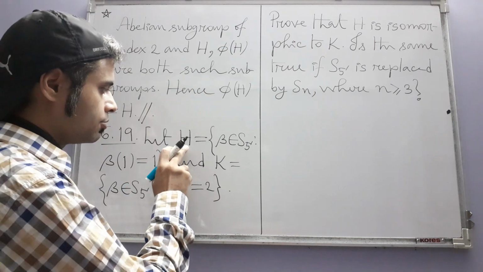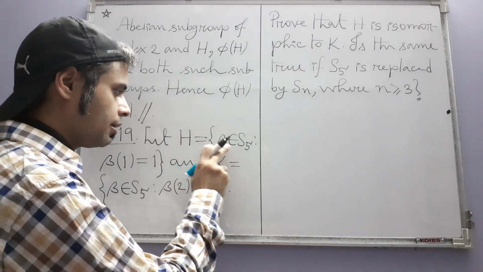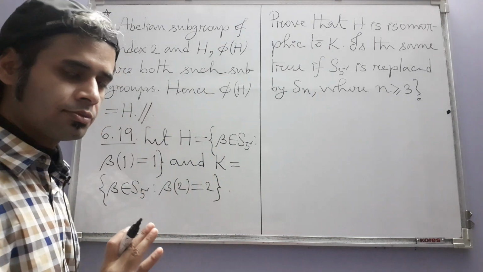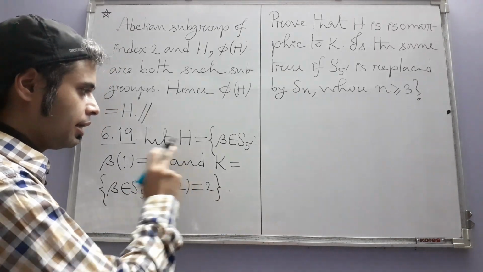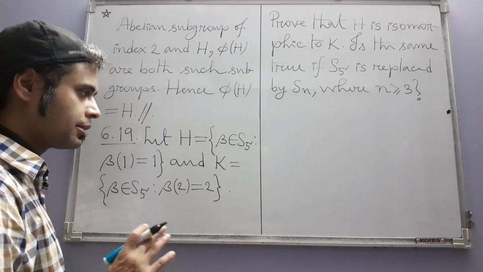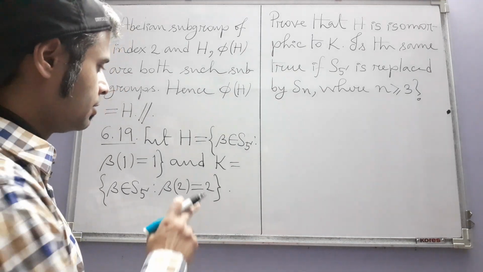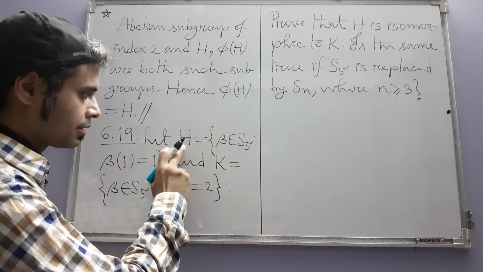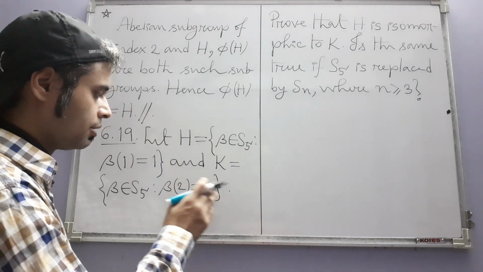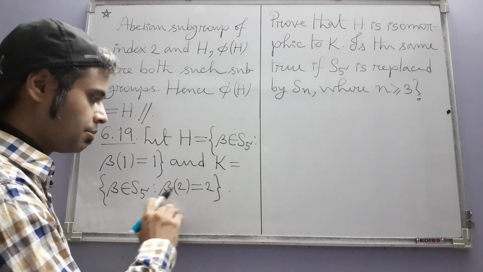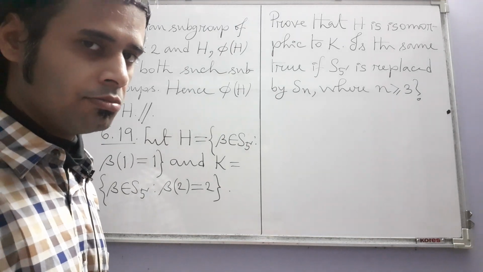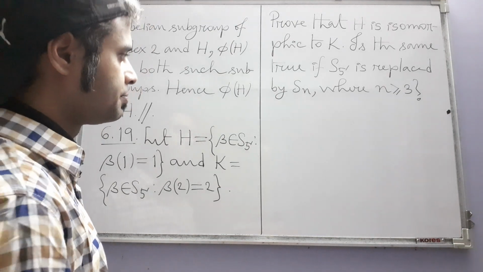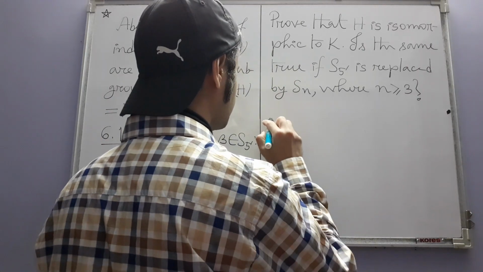So what we are going to do is that we will first prove that H is a subgroup of S5, and then we will set up a function between H and S4, show that it's an isomorphism. So that way we will achieve the fact that H is isomorphic to S4, and then one can similarly show that K is also isomorphic to S4, and that way the two will be isomorphic to each other. So let's just do that.